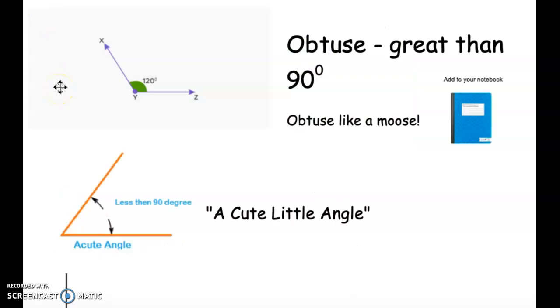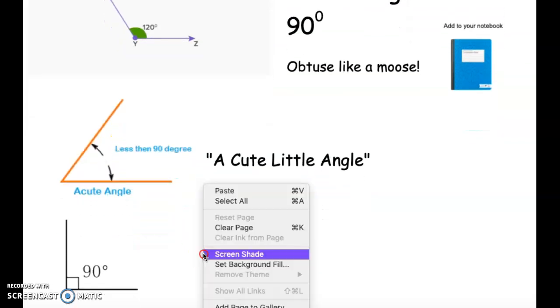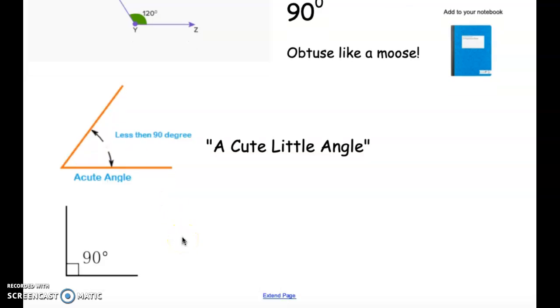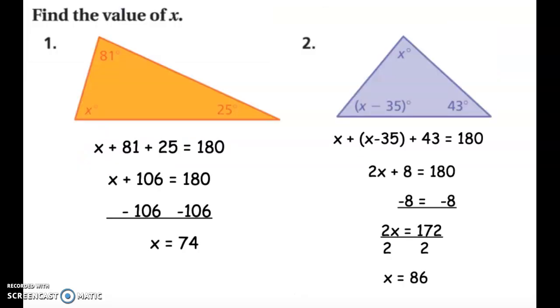All right, obtuse. Obtuse is an angle that is just greater. Obtuse like moose. Just remember that. And then an angle that is less than 90 degrees is a cute little angle. And then right at 90, that is a right angle. It makes a right turn. So if we're coming along here, we make a right turn, that's a right angle. So at a lot of intersections, we see that 90 degree measure. Not all, but some. All right, moving on.